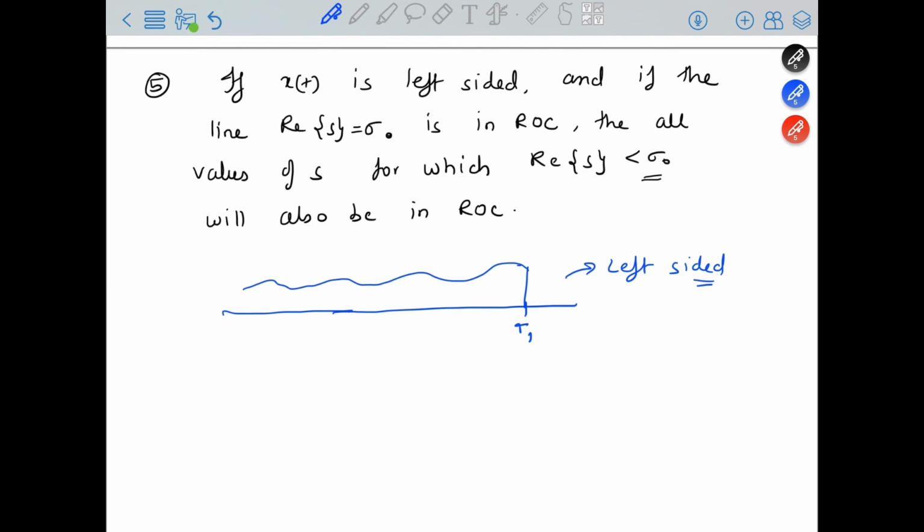And again, if real part of S equals sigma naught is in ROC, so if we take any value which is less than this sigma naught, the exponent e raised to the power minus sigma naught t will decay faster. Again the same analogy, there is no difference in it. So again we can say that real part of S which is less than sigma naught will also be in ROC.